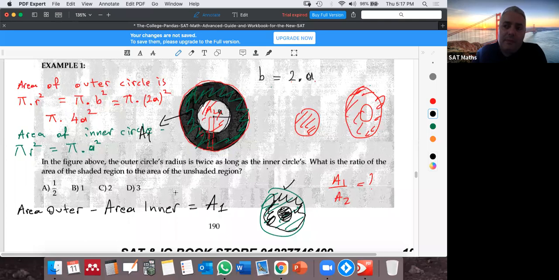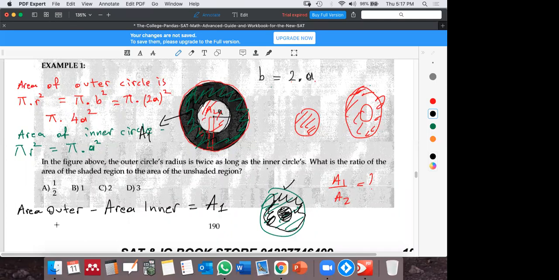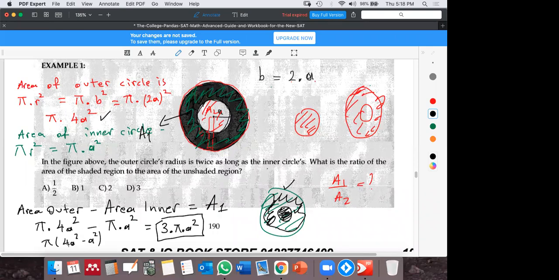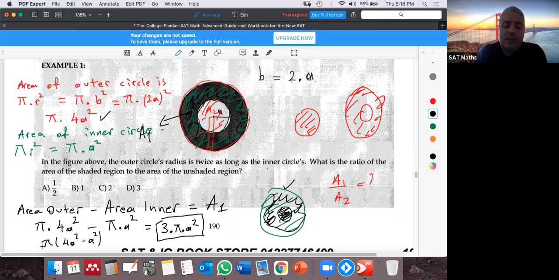So what is the outer one? We just calculated here, pi times 4A squared. What is the inner one? Pi times A squared. And so what will be the result? Is this 3 times pi times A squared? What do you think is the result? I think yes. Check it. Pi parenthesis 4A squared minus A squared. So 4A squared minus A squared is 3A squared, 3A squared times pi. So this is 3 pi A squared.